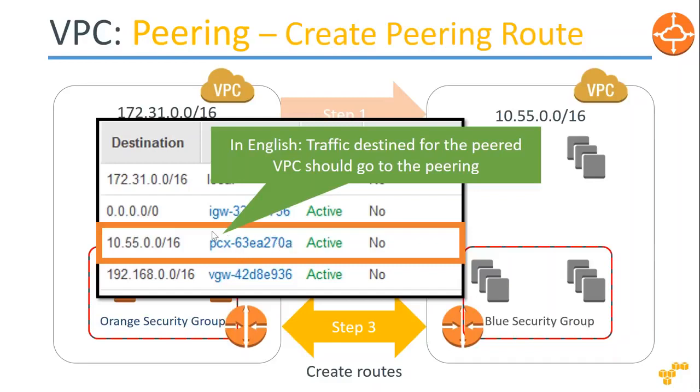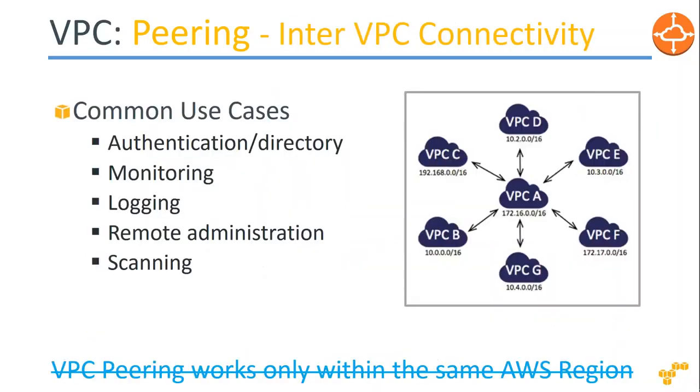A new interface called the peering interface will be created, and all the traffic will be sent here. And likewise, in the other VPC also, you can create a routing table saying 172, send it to the PCX interface. The common use cases, as I spoke earlier, are monitoring, logging, remote administration, or scanning for security purposes.